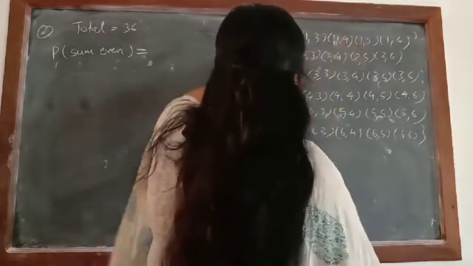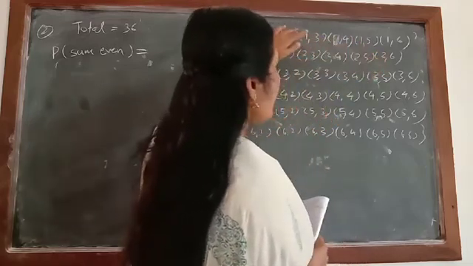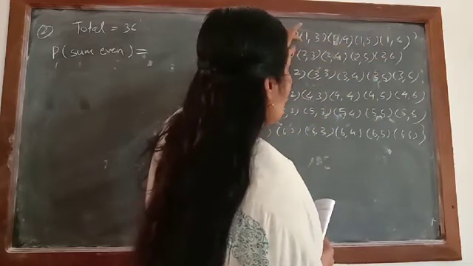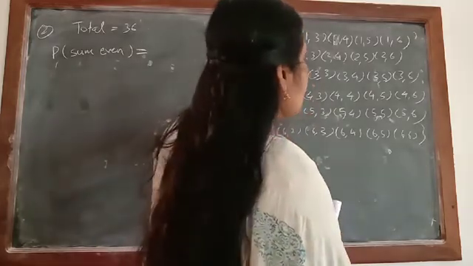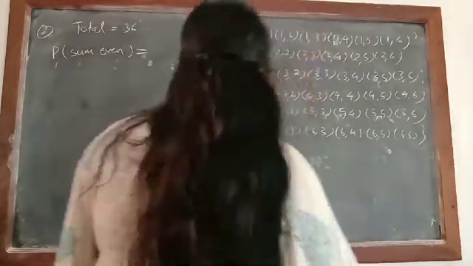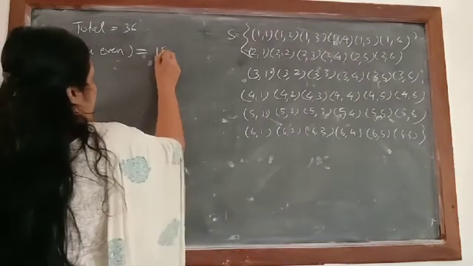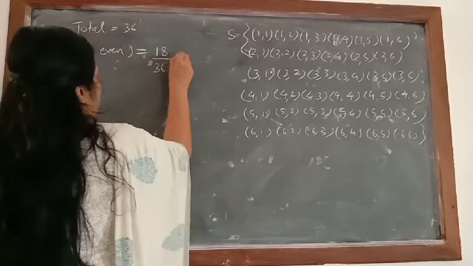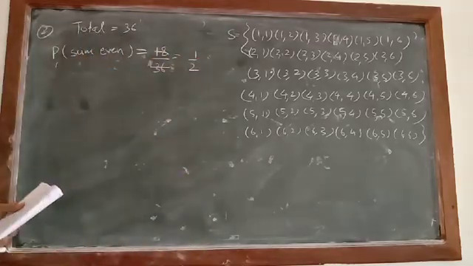And here 2 2, 2 4, 2 6. So here also 3 times. So we can add there 3 for each of the 6 columns, and in all we will get 3 times 6, which is equal to 18. So 18 by 36 is equal to 1 by 2.